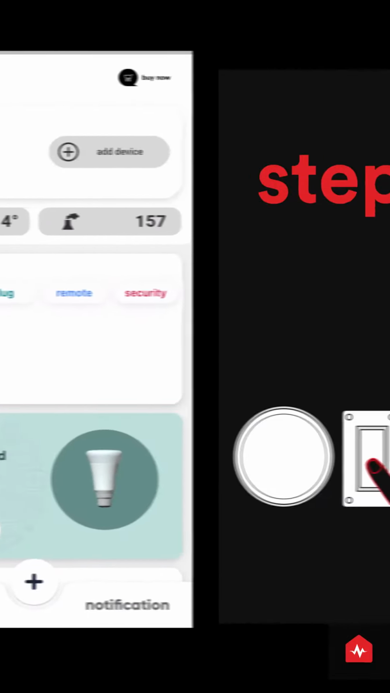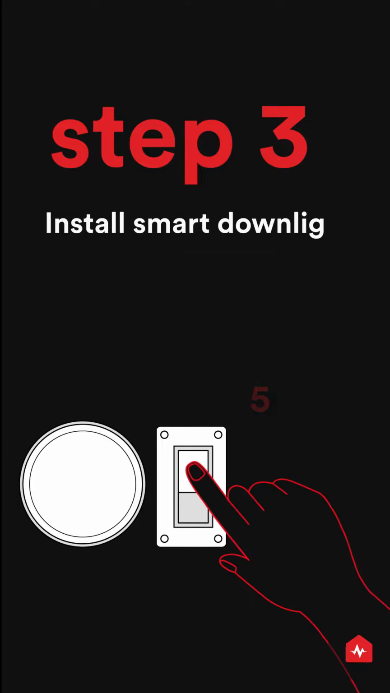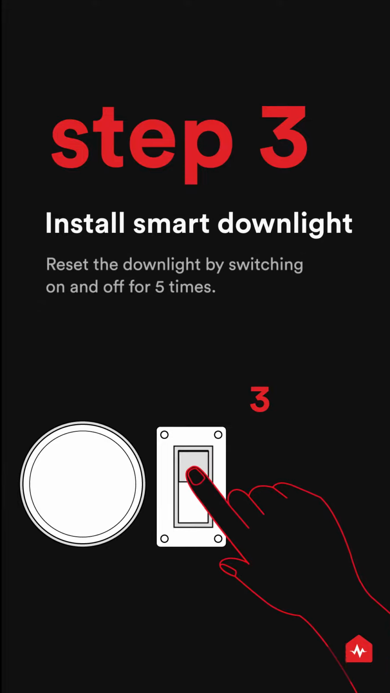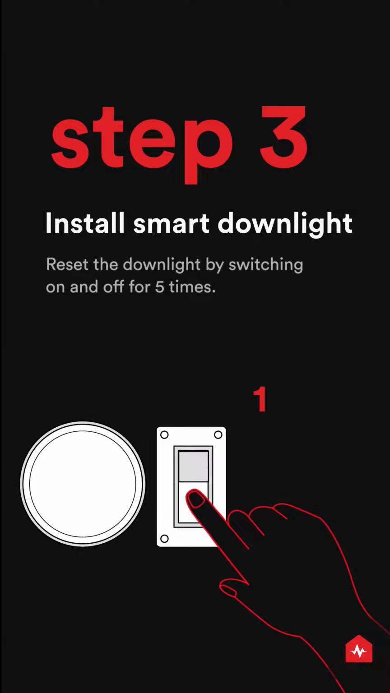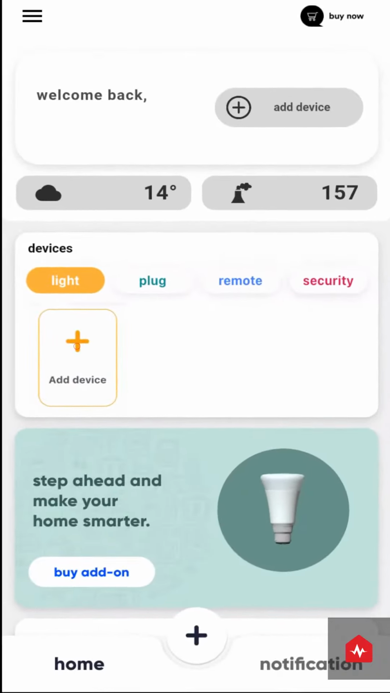Connect the zunpulse smart downlight to a power source, and reset it by switching on and off for 5 times. The downlight will start blinking. Go to the zunpulse app.